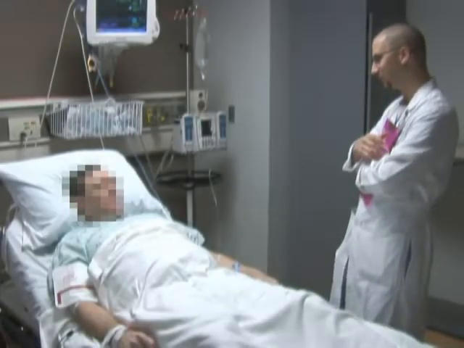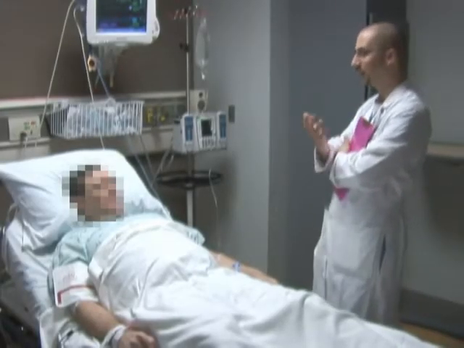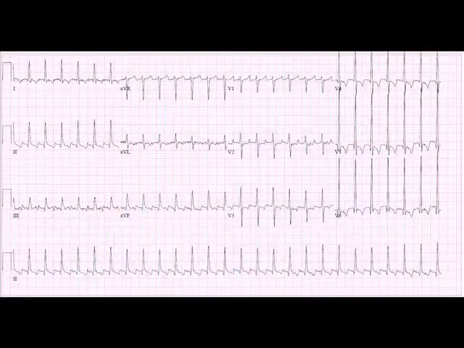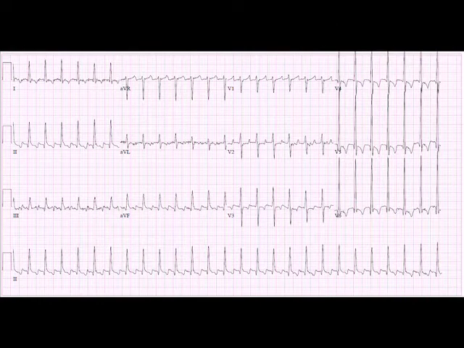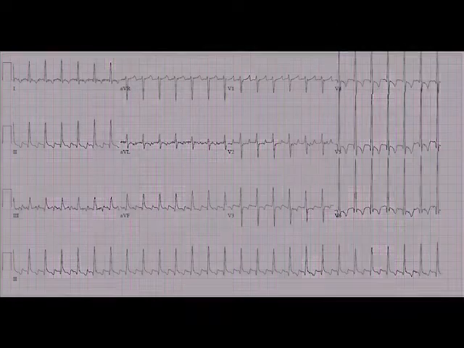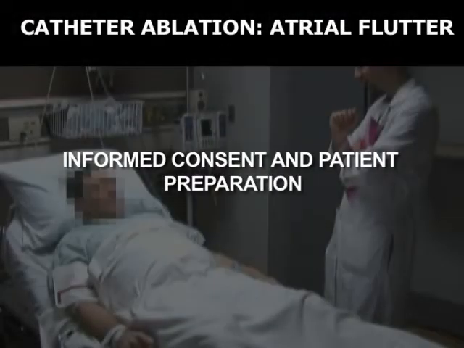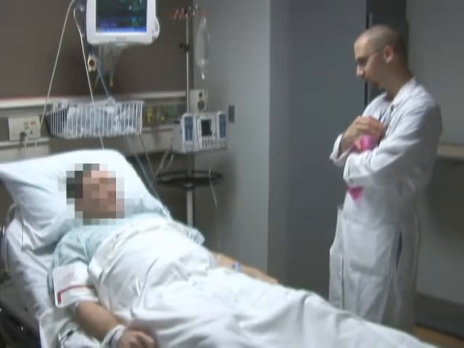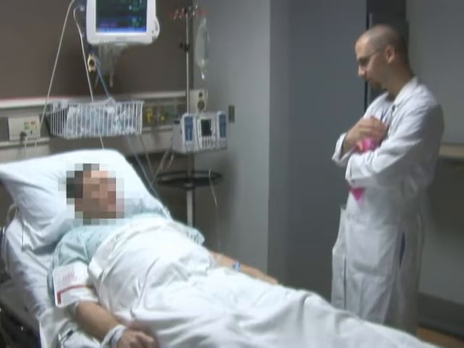This patient is a 55-year-old male with paroxysmal atrial flutter with a rapid ventricular rate. Beta blockers were ineffective, and he desired catheter ablation. Informed consent is obtained from the patient while discussing the plan for the procedure as well as the risks involved.